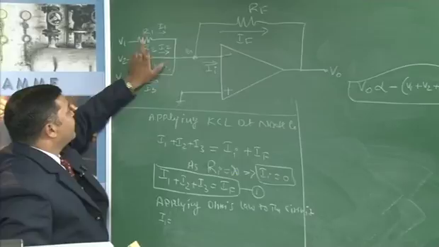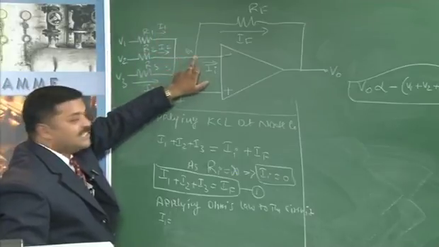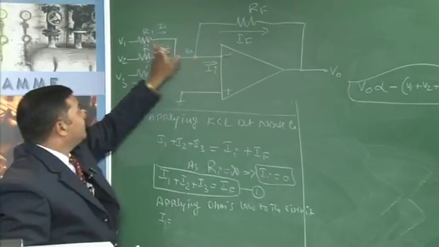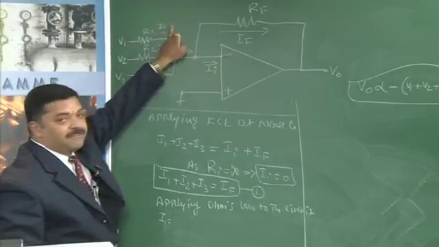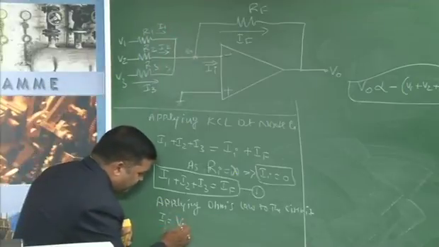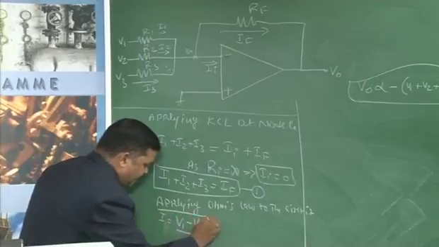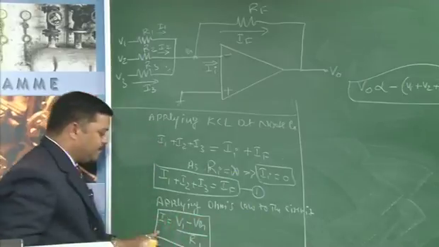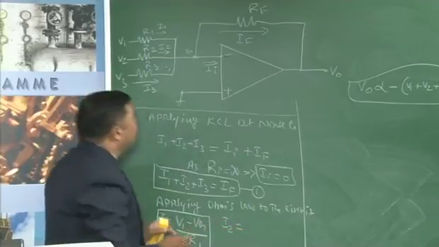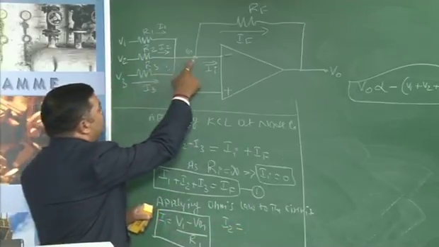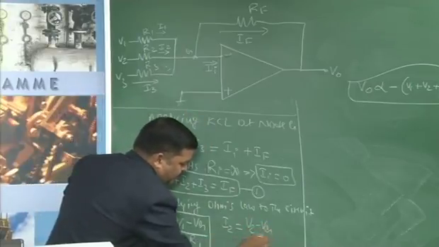The current is moving from this end to this end, meeting at node G. Therefore, V1 minus Vg divided by R1 is I1. So I1 is equal to V1 minus Vg by R1. Similarly, I2 is V2 minus Vg by R2.